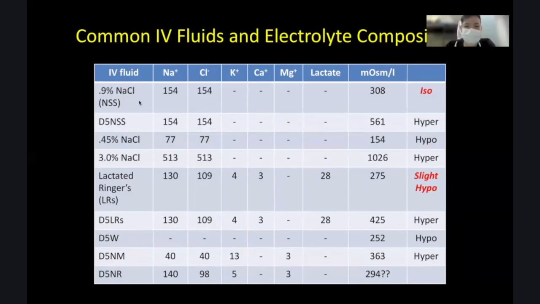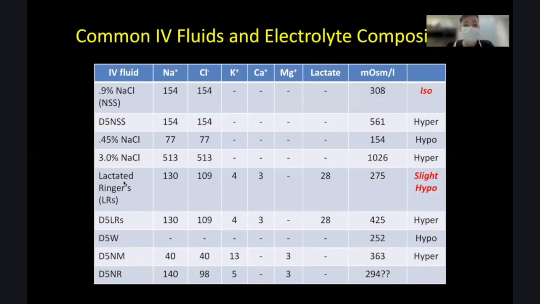So your normal saline solution is the most common IV fluid for maintenance. Again, for maintenance, because it is isoosmolar, meaning it is closest to our serum osmolality, which is 290 to 310. Its osmolality is 308.